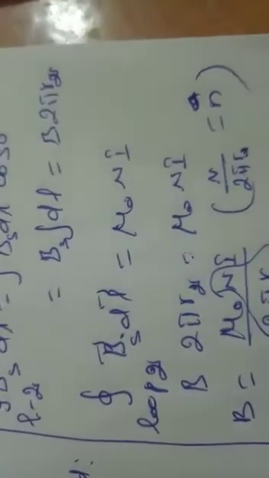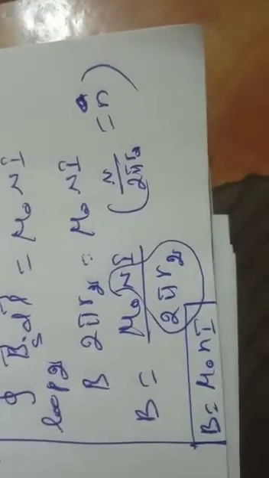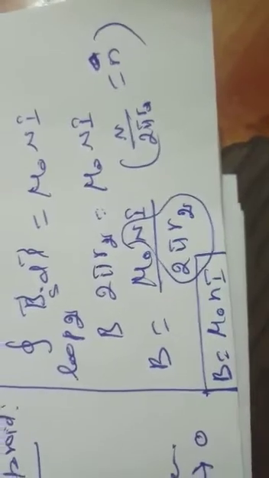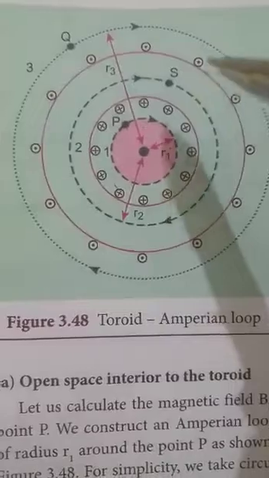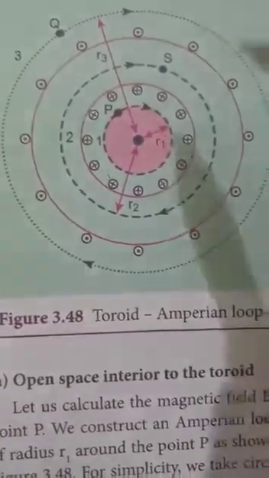So from this we can write B is equal to mu naught n I. That is the magnetic field of the toroid at the point S, that means the interior of the toroid. In the case of the interior and exterior of the toroid, we are getting magnetic field only inside the toroid. Okay, that's all.